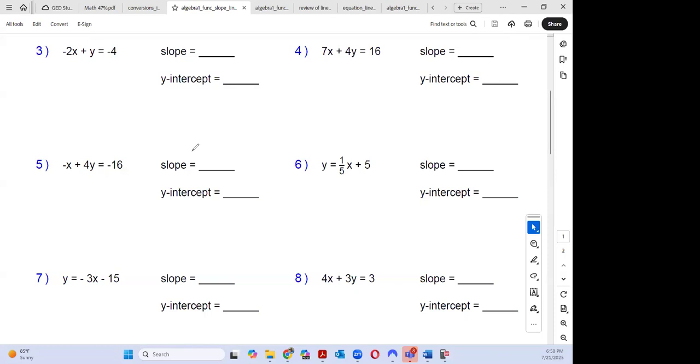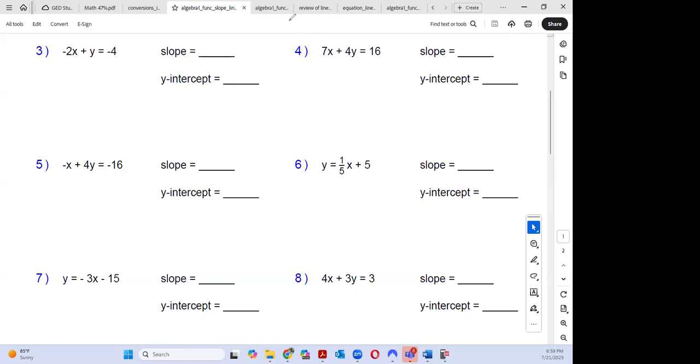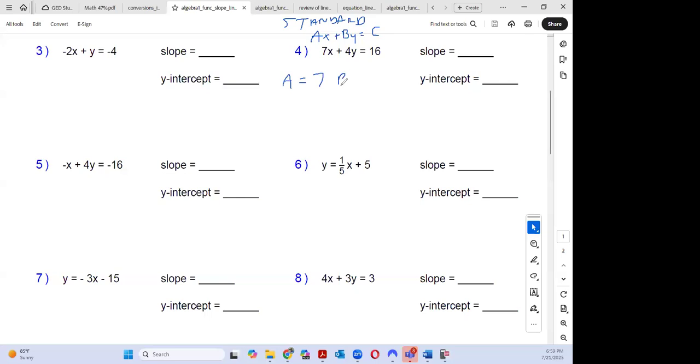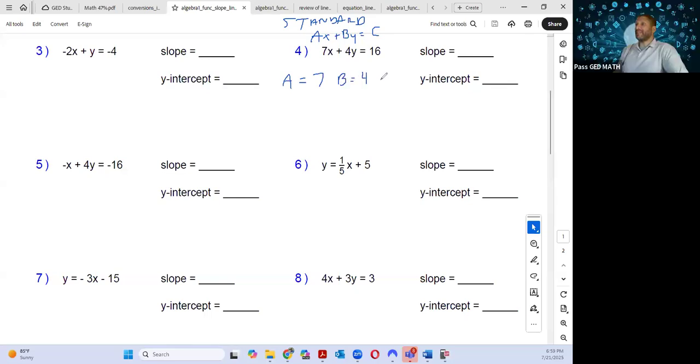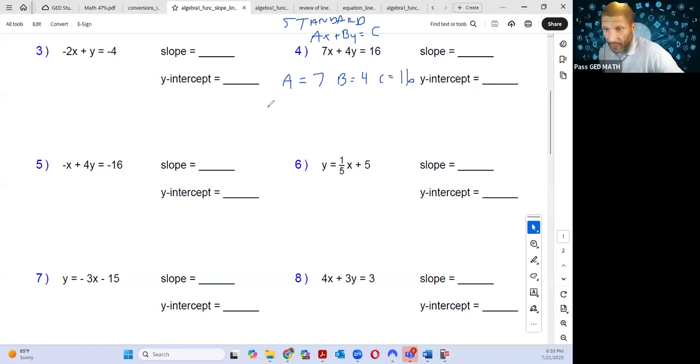Let's try number 4. So is this standard form or slope-intercept form? I want to say standard form. This is standard form, and standard form is Ax plus By equals C. My A is what? 7. My B is what? 4. My C is what? 16. To find the slope of a line in standard form, what is the easy way I told you to get the slope? Anybody remember? Can somebody help, or do you know it, Darnell?